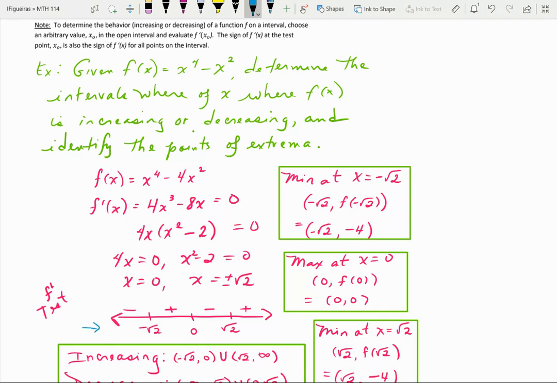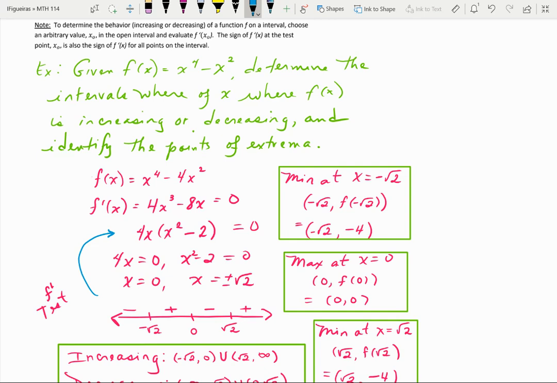So you see that here. Put them in order, negative root 2 first, then 0, and then root 2. Notice that there are plus and minus signs above that number line, and that's just to keep us organized. It's just a quick way of keeping track of things. So you're going to pick a test point to the left of negative root 2 and plug it into your first derivative. The easiest place to determine the sign of that result is to plug it into the factors here, 4x times x squared minus 2. So pick something less than negative root 2.